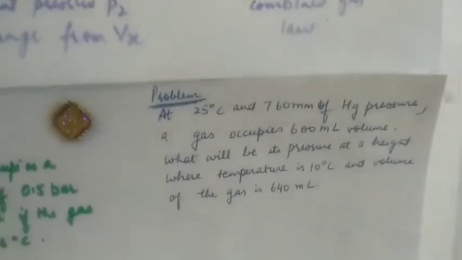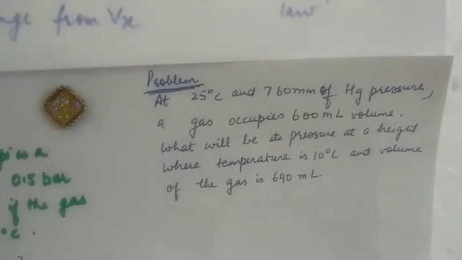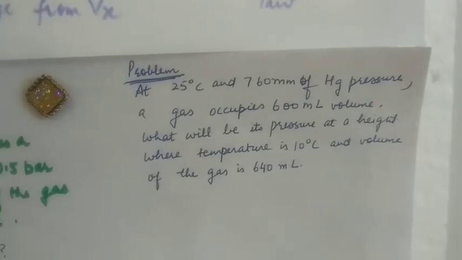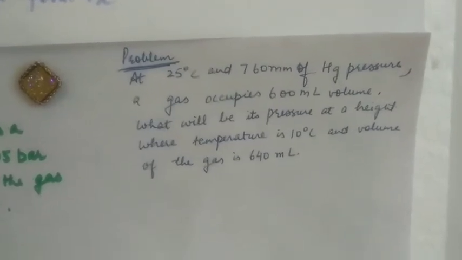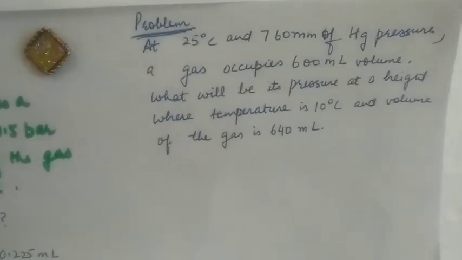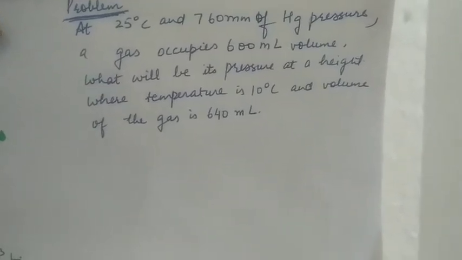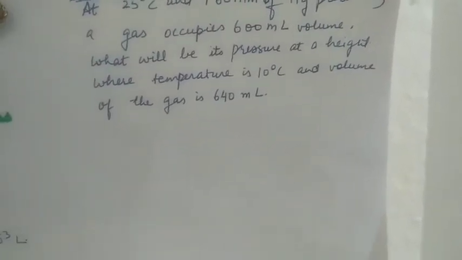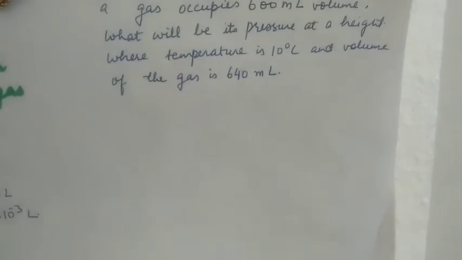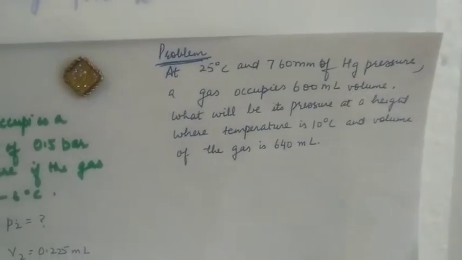This numerical is for you to practice. You have been given temperature at 25 degrees centigrade, pressure 760 millimeter of mercury. A gas occupies 600 milliliter volume. What will be the pressure at a height where temperature is 10 degrees centigrade and volume of gas is 640 milliliter? So just write the answer in the comment box.